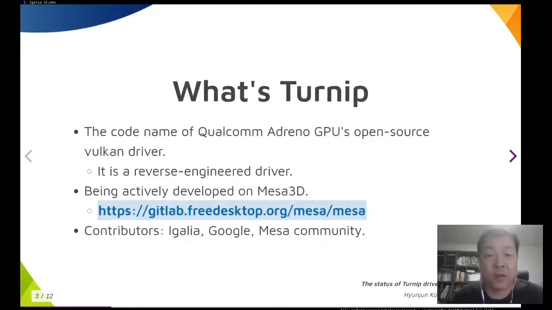Okay, here we go. What's Turnip? Turnip is the code name of the Qualcomm Adreno GPUs' open source Vulkan driver. It is a reverse engineered driver. As you know, Qualcomm delivers their own proprietary driver for Vulkan and OpenGL on ARM architecture, especially for Android. But there have also been efforts to provide open source GPU drivers by reverse engineering, and Turnip is a part of these efforts. I'm going to talk about the history a little bit more in the next slide.